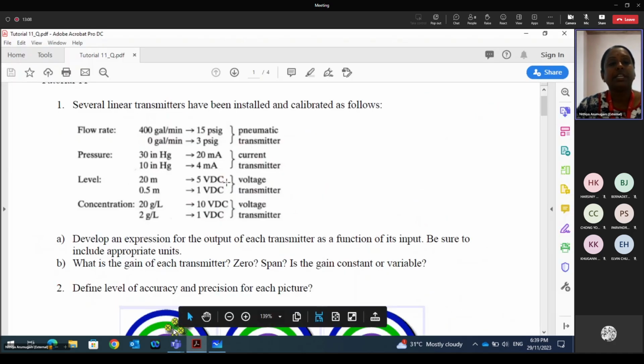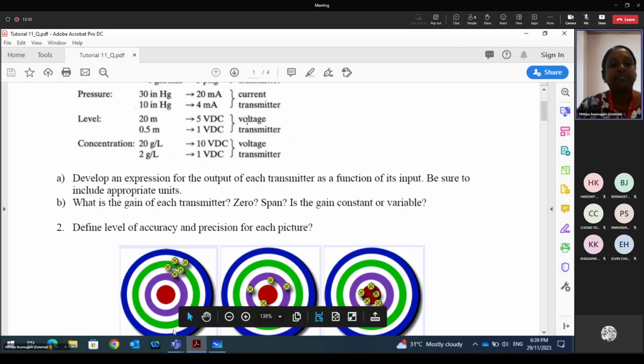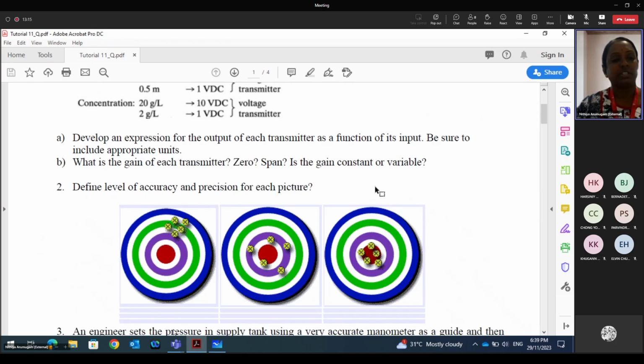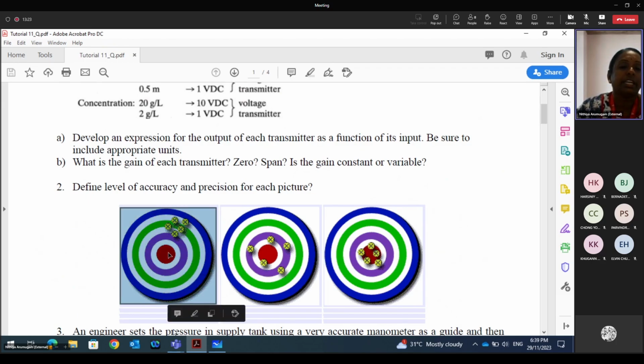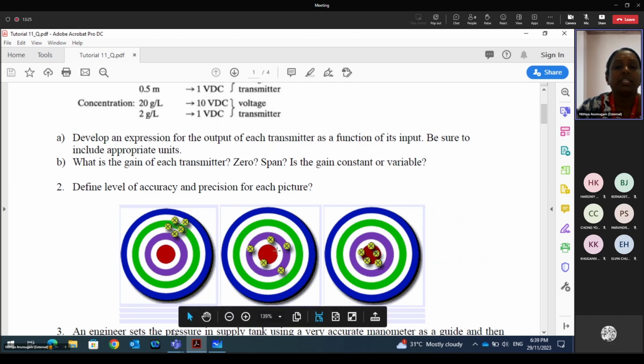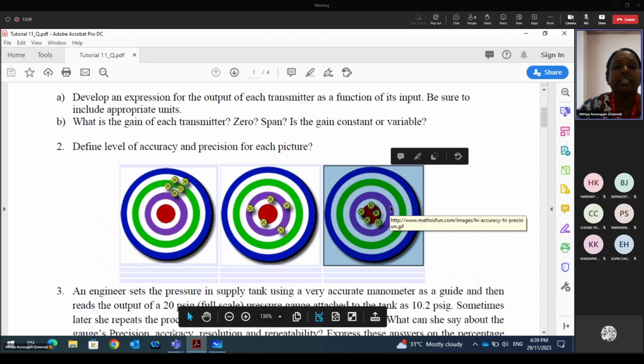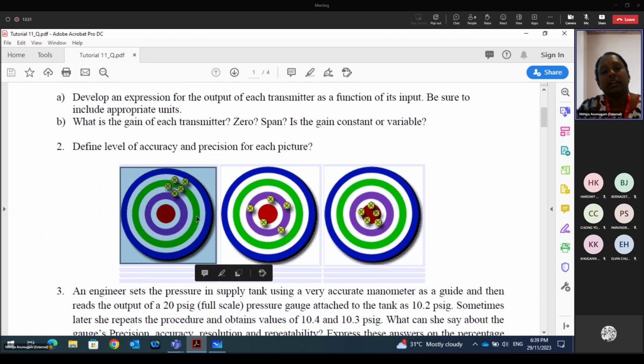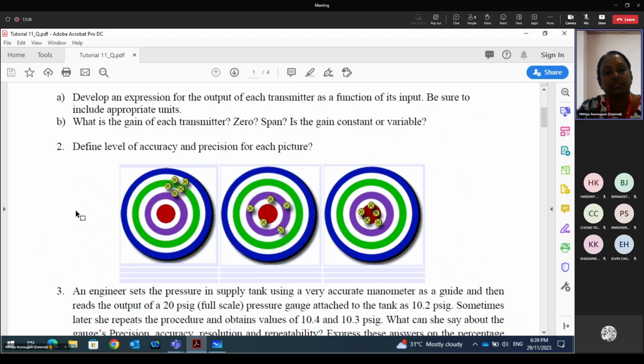Now, second question. Define the level of accuracy and precision for each feature. Okay, we have three features. One, the points are very far from the center. Second one is nearer to the center but far from each other. And the third one is very near to the center and near to each other. All right.